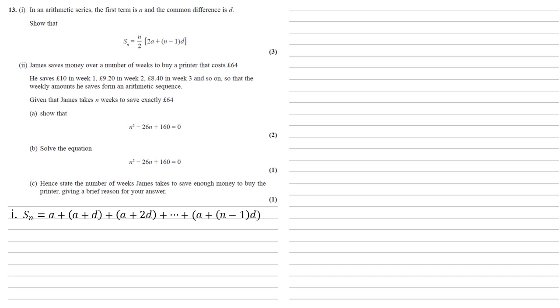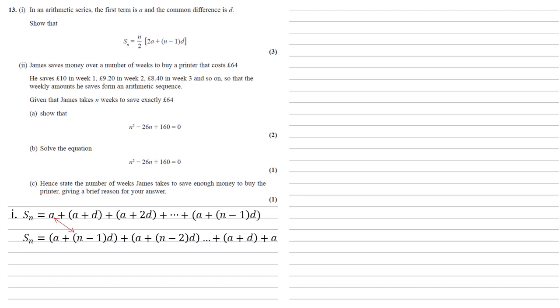Once we've written this out, we're going to write the same thing underneath, but in reverse. So we've got Sn, but now it's equal to the last term plus the penultimate term, coming all the way down to a plus d plus a at the end. We're now going to add these two lines together. So we're going to have Sn plus Sn, which is equal to 2Sn on the left.